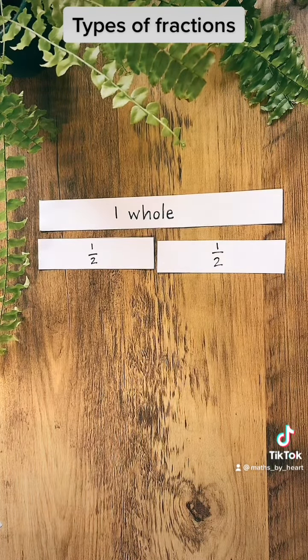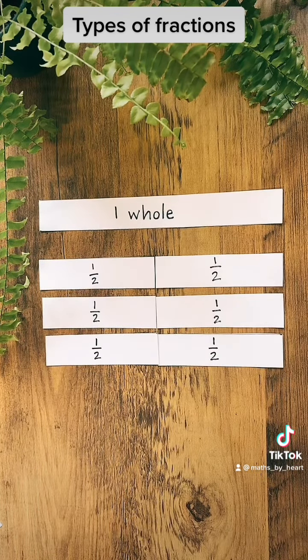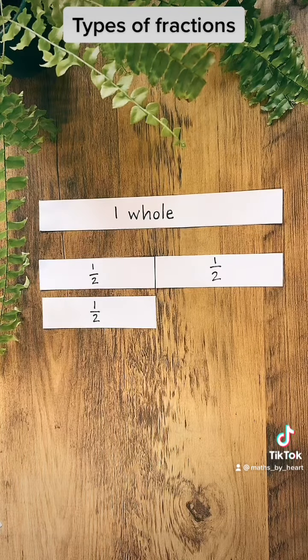Using 1 whole as a reference, we can see that 2 halves make 1 whole. 4 halves are the same as 2 whole ones. 6 halves are the same as 3 whole ones. What about if we've got an odd number of halves?